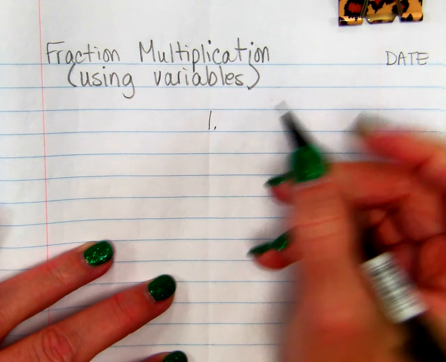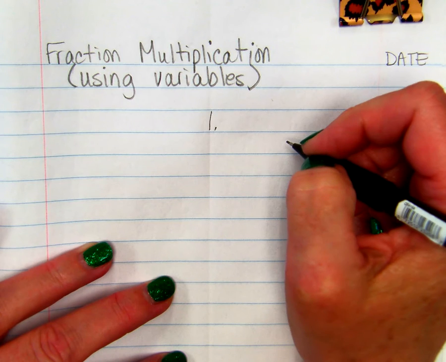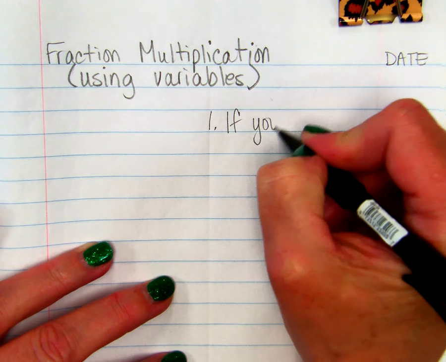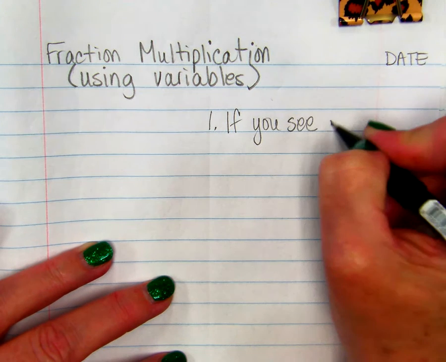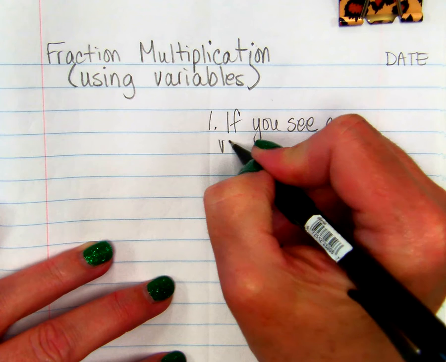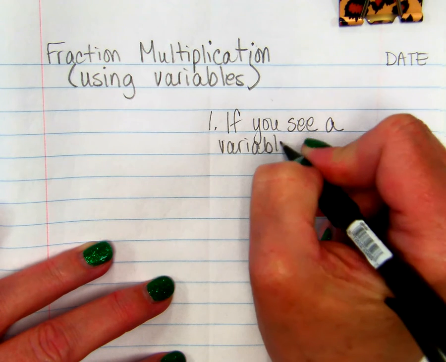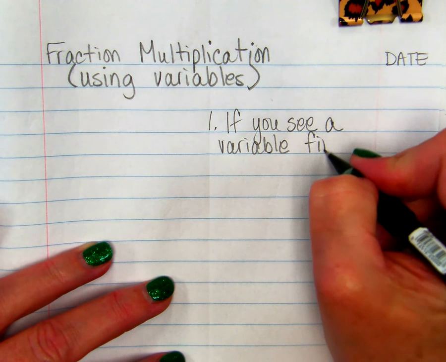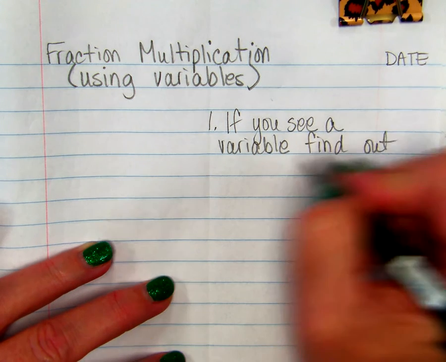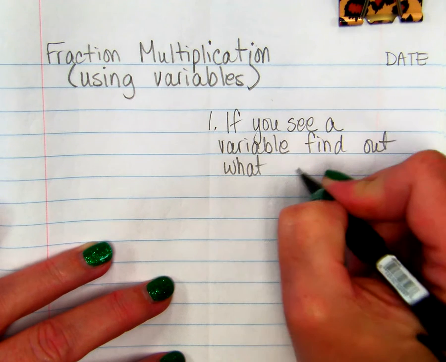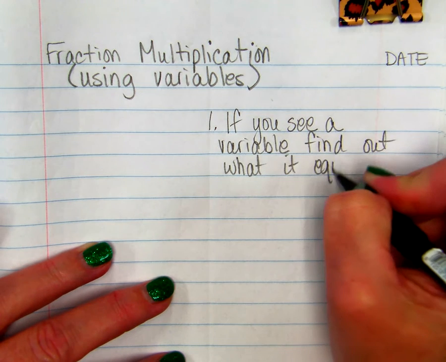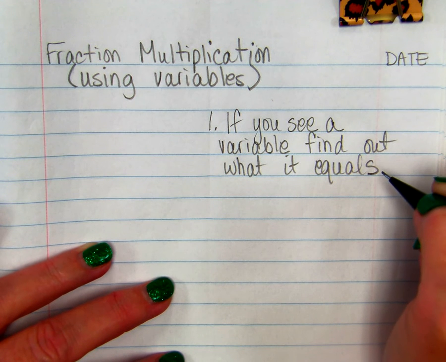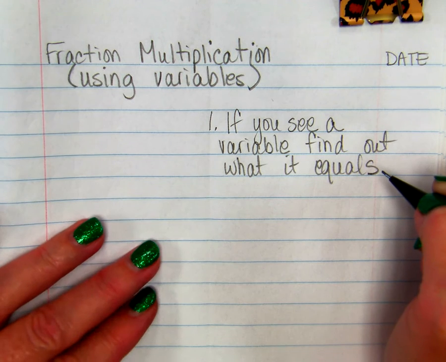Our first note is, if you see a variable, find out what it equals. So let's write that. If you see a variable, I'll explain that and what that means in a minute. If you see a variable, find out what it equals. Variables are a lot of fun, and they're pretty easy to figure out. So I don't think you're going to get hung up on this at all, this lesson.